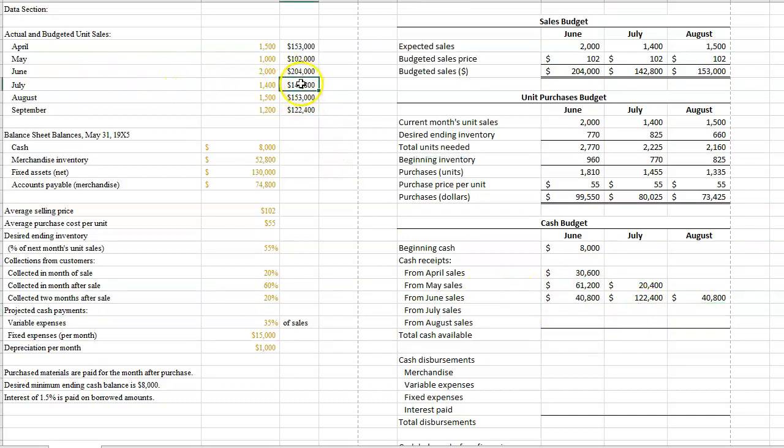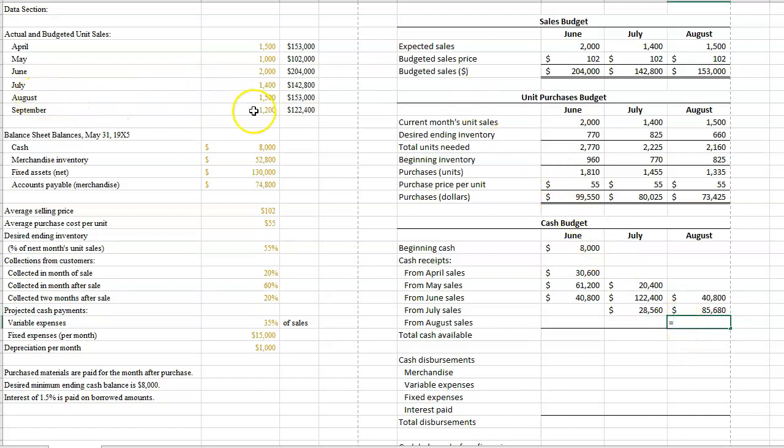In July, we will be collecting 20% in July, 60% in August, and we don't really care for this purpose, but 20% in September. So keep in mind we don't care about June because we're not going to collect anything in June for July's sales because they haven't occurred yet. So for July, we are going to be collecting 20% of July's sales in July and 60% of July's sales in August. And then we don't care about September.